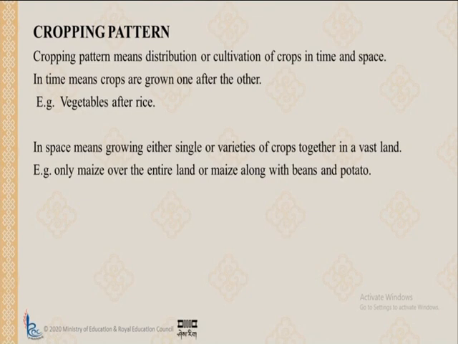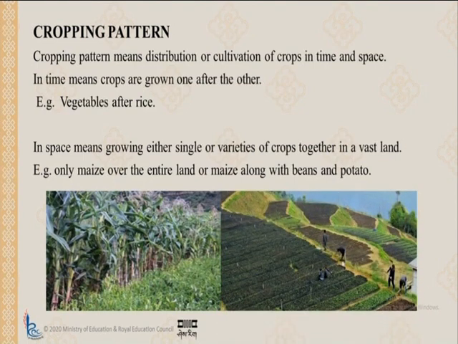Then in space means growing either a single crop or varieties of crops together in vast land. Example, only maize is grown over the entire land, or along with maize there are other types of vegetables also grown. So look at the picture there. On the left hand side, the field is covered with maize, and on the other side again there is one type of vegetable there.